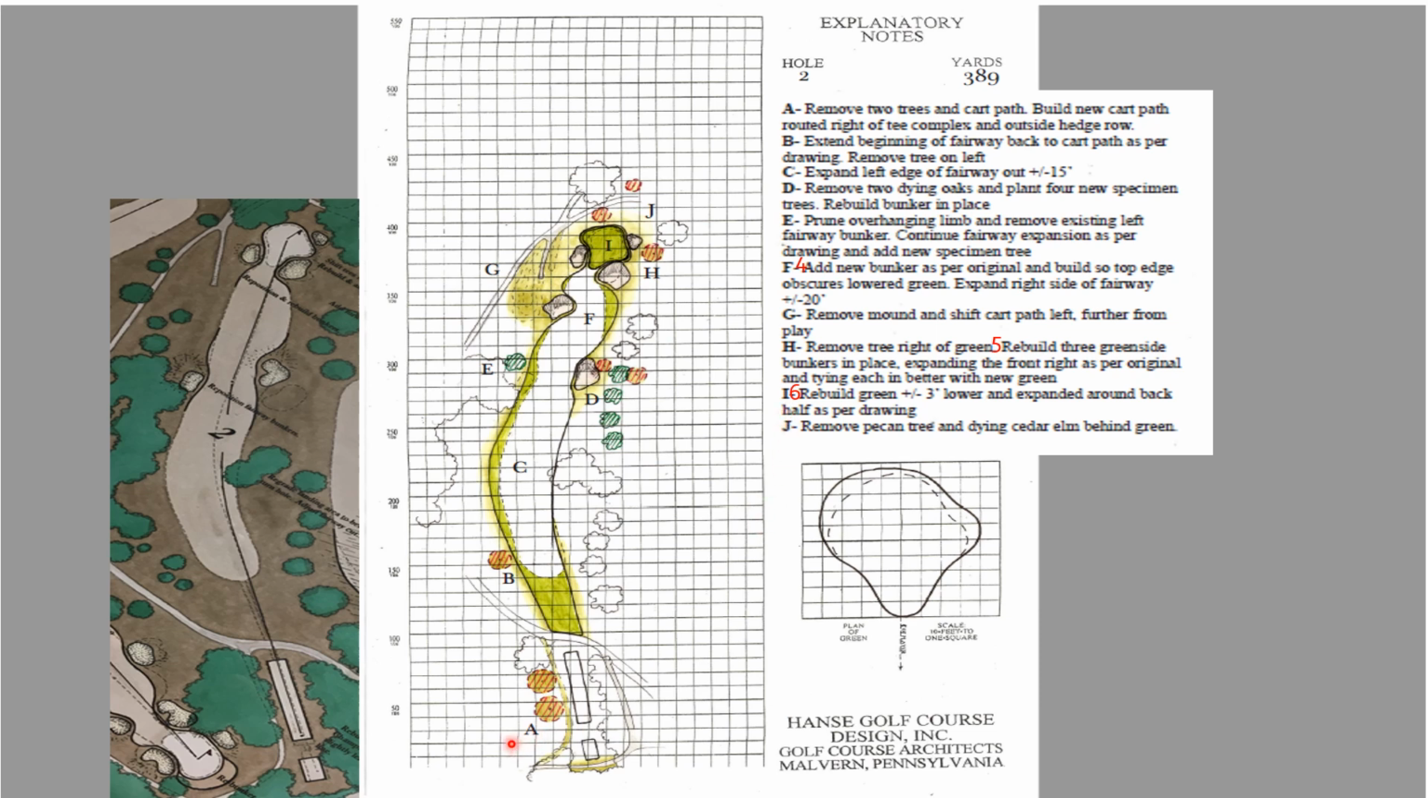All right, number 2. Remove 2 trees. These are actually the same 2 trees that were referenced in the previous slides. This is not 2 additional trees. Build a new cart path right of T complex outside hedgerow. Now, I'm not sure if we'll go outside or inside, or this hedgerow will move, but it clearly wanted to get rid of this kind of, again, unnatural feeling cart path in between the green and the tee and get it over here on this side.